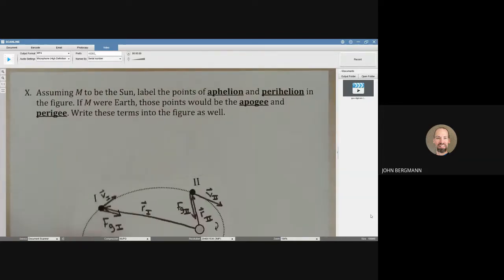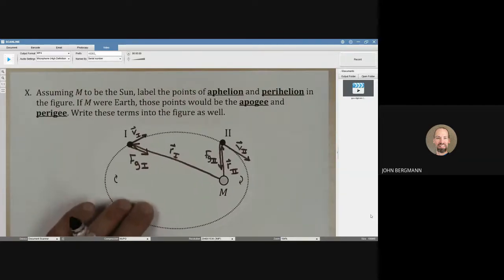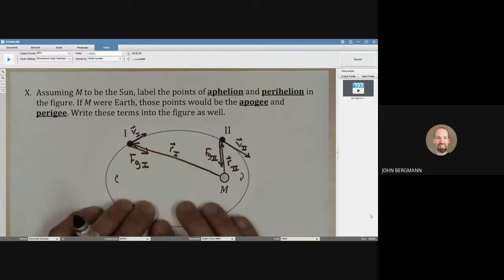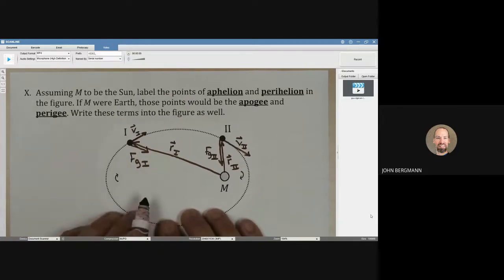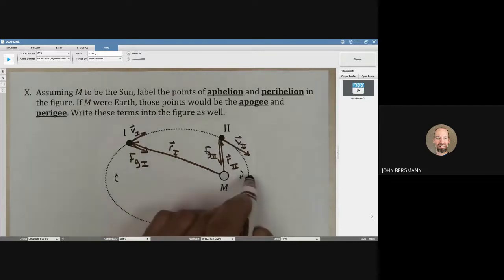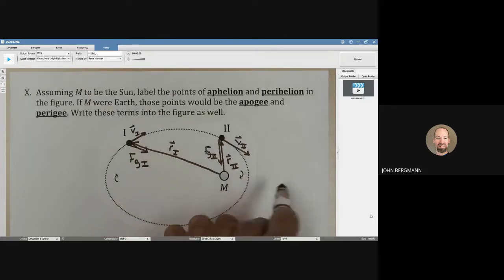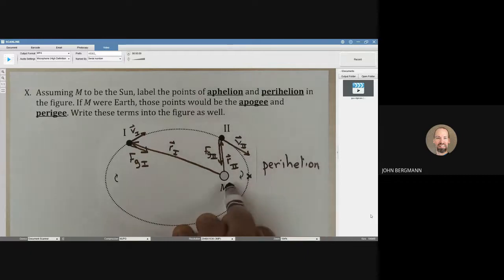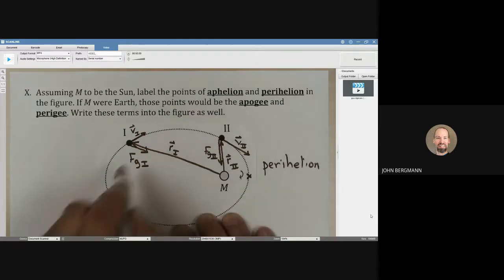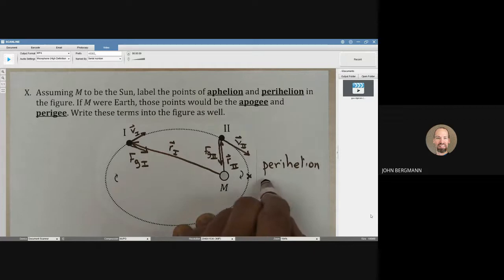Assuming m to be the sun, label the points of aphelion and perihelion into the figure. If m were Earth, those points would be the apogee and the perigee. The nearest point is the one that starts with P. So that one's over here. So on this side right there, I'll put a little X there. That's going to be, if we have the sun, it's perihelion. If M is the Earth, like we have the moon going around, that would be the perigee.